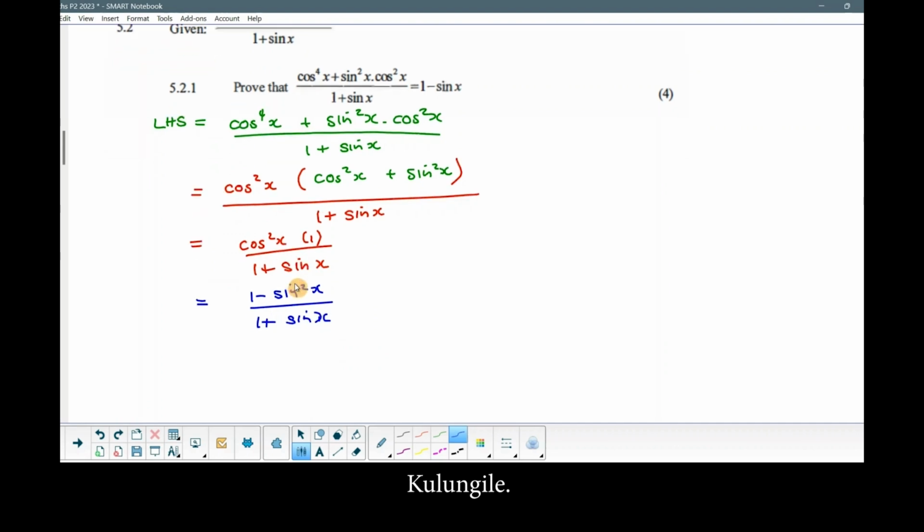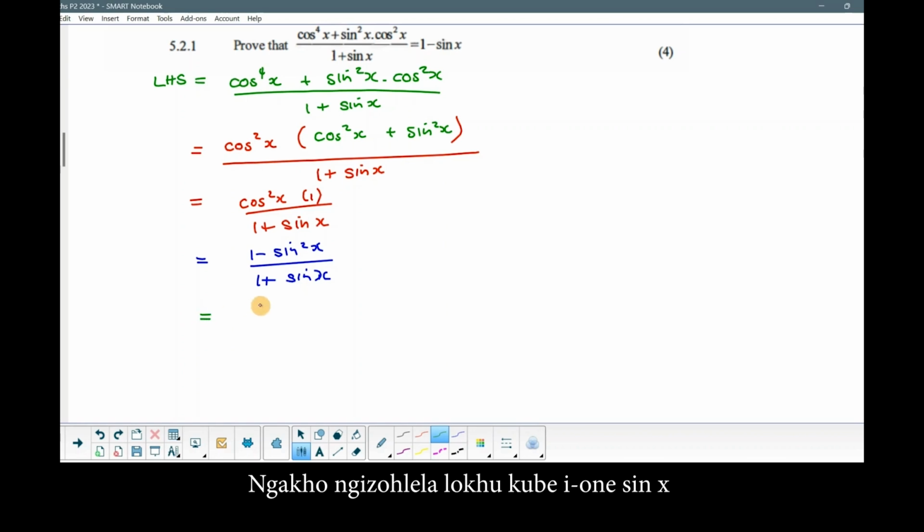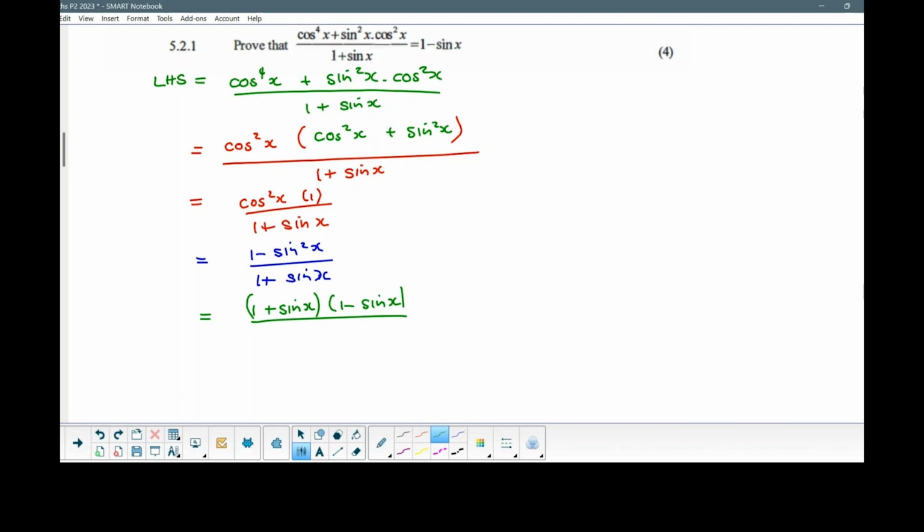All right. Fortunately, if you look closely at the numerator, that looks like a difference of two perfect squares. So I'm going to factorize that to be 1 plus sine x into 1 minus sine x. Okay, if I sound like I'm getting louder, it's because I love trig and I get excited when I do trig. Right, and 1 plus sine x at the bottom.